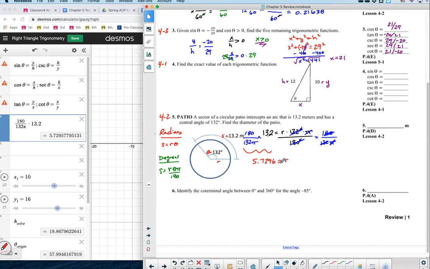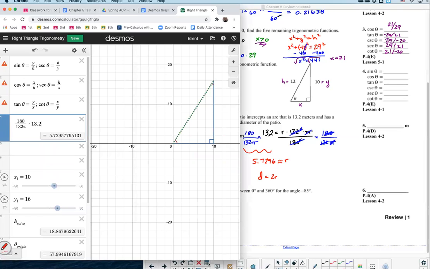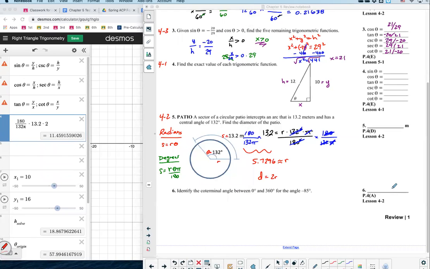Now remember, diameter is equal to 2 radiuses. D equals 2r. So if I take this value and multiply it by 2, we get our answer. And this would be in meters. So I need to put a meter right there. I'm going to say that my answer is approximately, we'll just round to the nearest thousandth here, 11.459 meters. And that would be my solution. It's number 4.